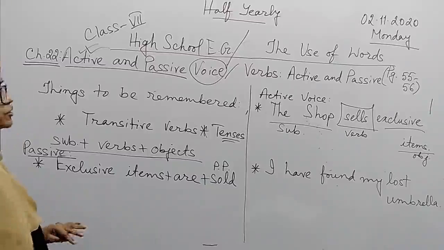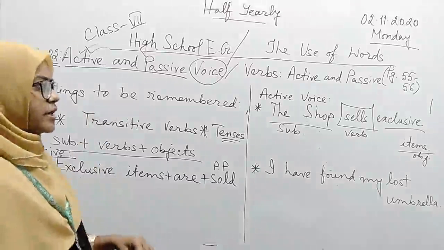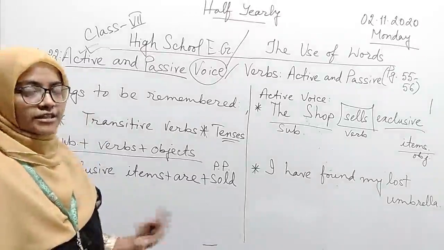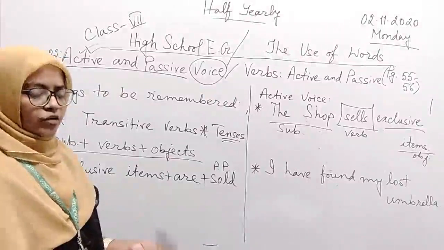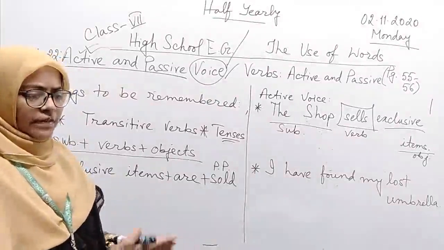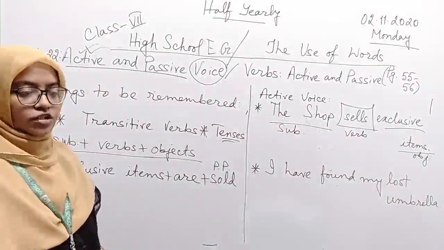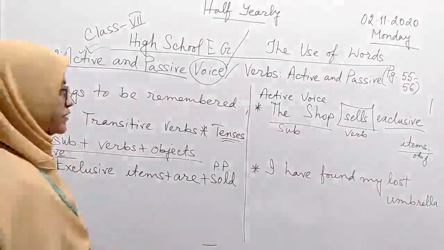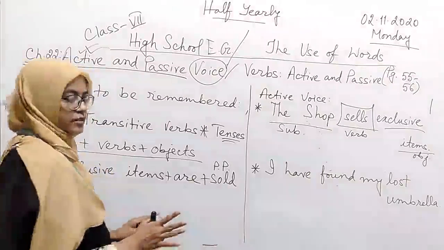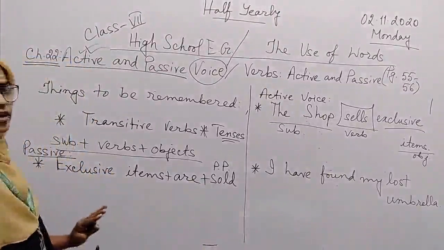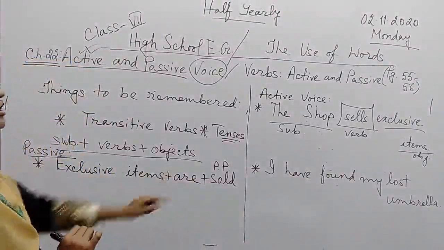You need to remember as well the present, past and past participle forms of different verbs. Revise it once again. You will find it in the book. I will mention that in the next class or in the study notes as well. So revise those if you need to, all the past participle forms of different verbs. You need to learn them, you need to remind yourselves of those. So, exclusive items are sold.